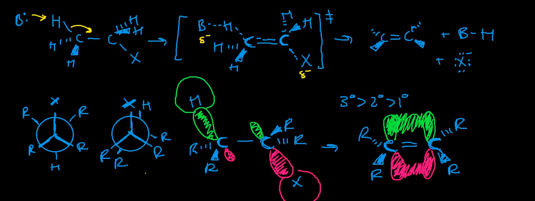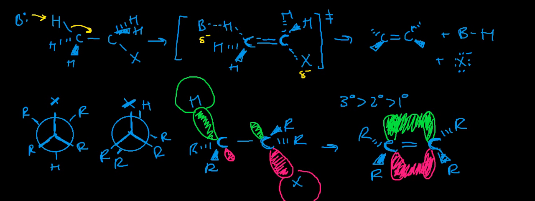E2 reactions are bimolecular elimination reactions, and in them, a strong base is attracted to a proton where on an adjacent carbon there is a leaving group. In the transition state, there are bonds that are formed and broken at the same time. It is one smooth step.